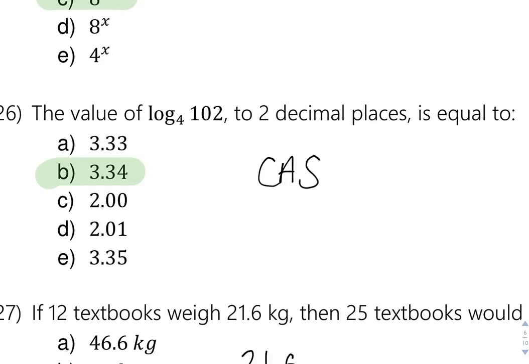Question 26. The value of the log for 102 to 2 decimal places. Put this one into your calculator straight away. If you're not sure, see your teacher. You'd get a result of 3.34.